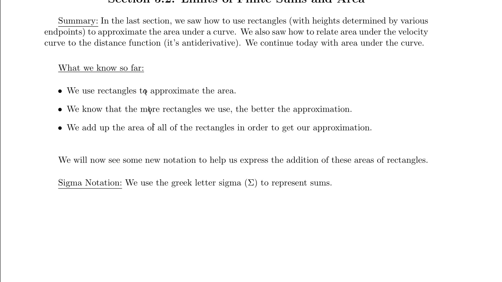We're now going to see some new notation, which will help us express the addition of these areas of rectangles. It is used in place of a whole bunch of plus signs. When you're adding up a whole bunch of things, that can be really long to write out. Imagine you wanted to add up 100 numbers. Rather than writing out 1 plus 2 plus 3, we have a condensed notation called sigma notation.